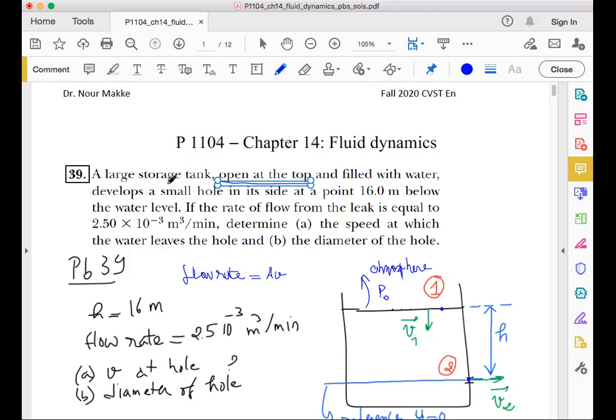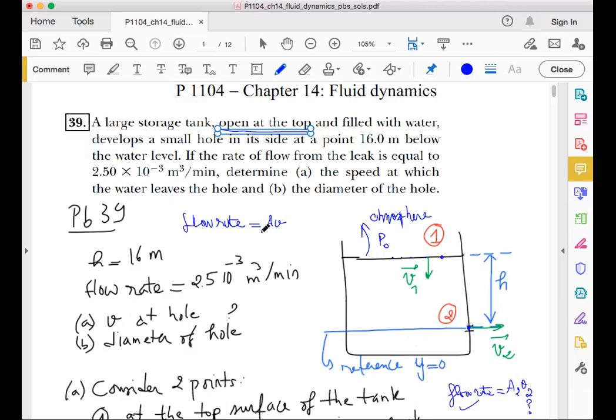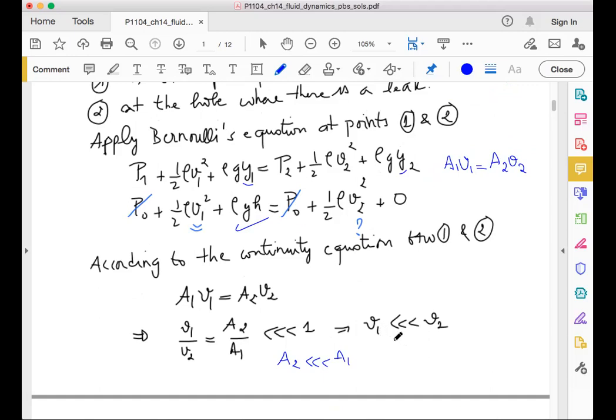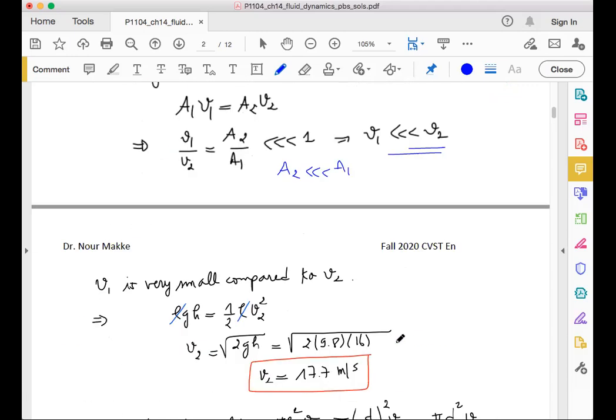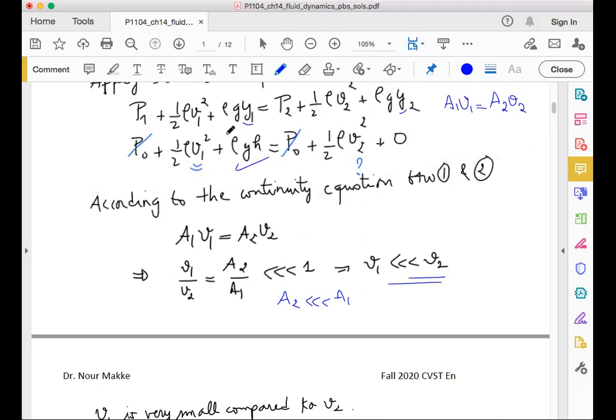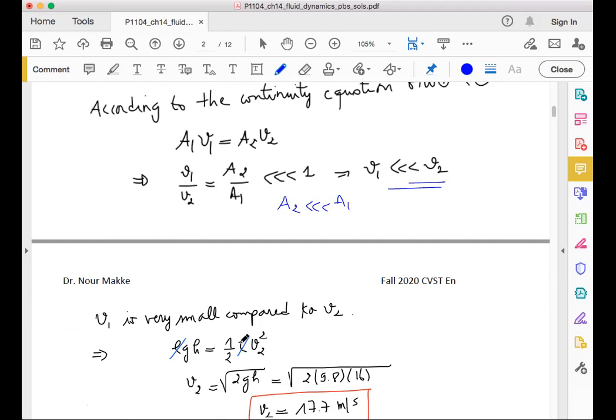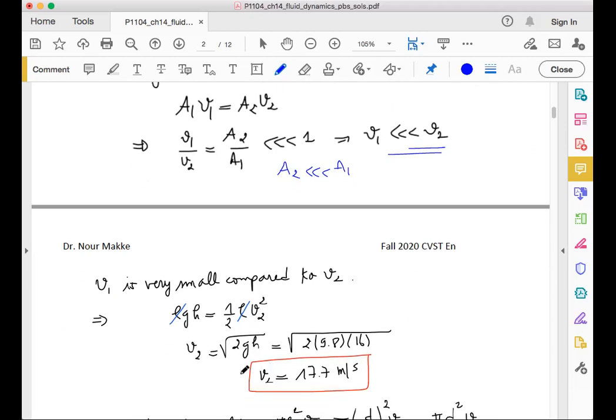So just by saying these two words, it's enough to tell us that you can consider A2 very small compared to A1. And if that is the case, then V1 is very small compared to V2, which means that we can neglect V1. If we neglect V1, we end up with rho GH equals half rho V2 squared. We can reduce rho, the density, on both sides, and we end up with V2 equals the square root of 2GH. If you make the numerical application, you will have V2 equals 17.7 meters per second.